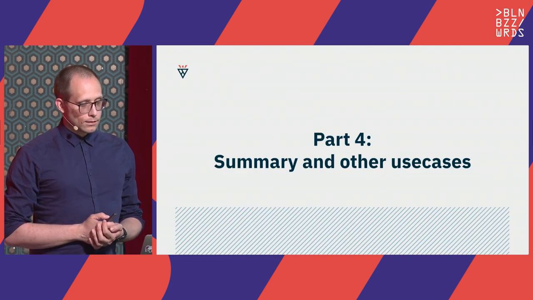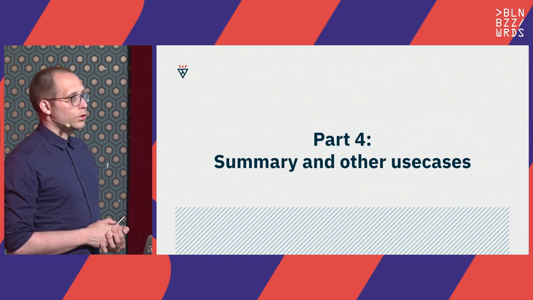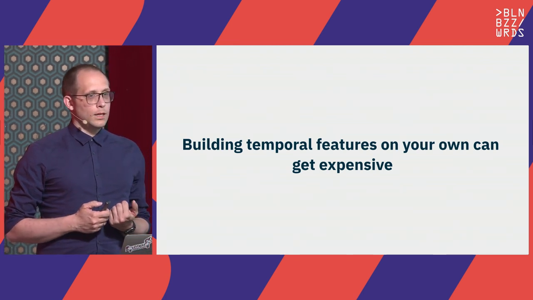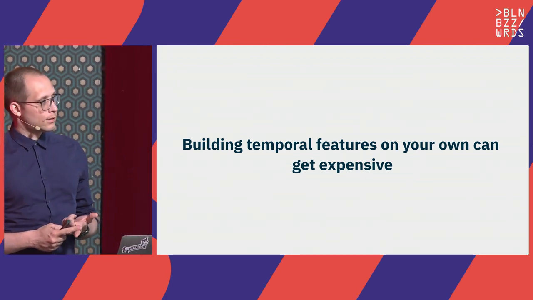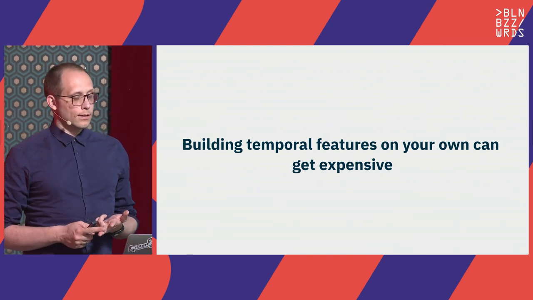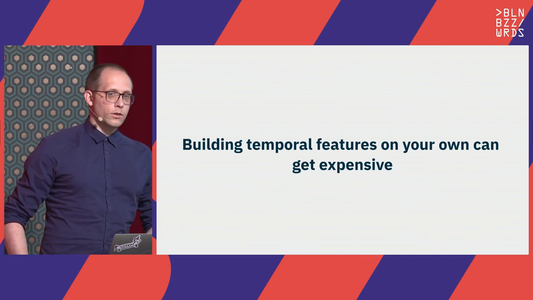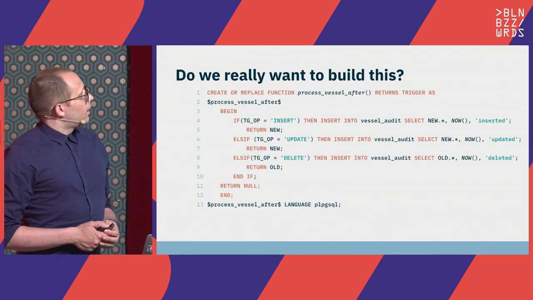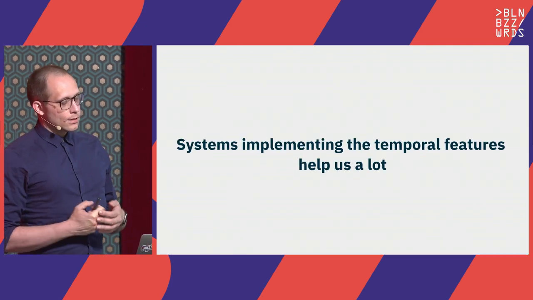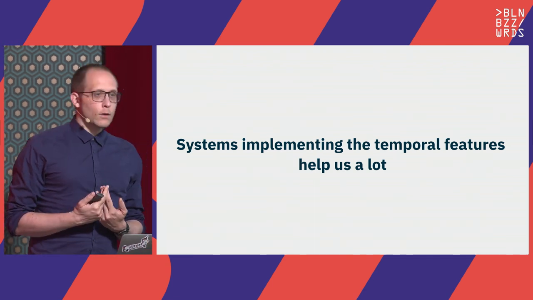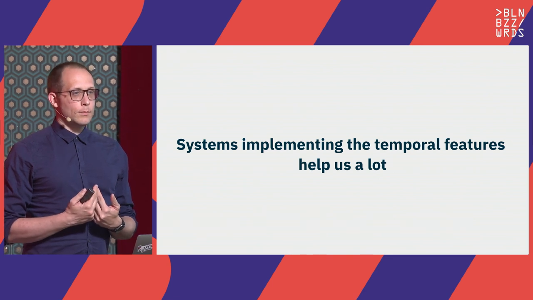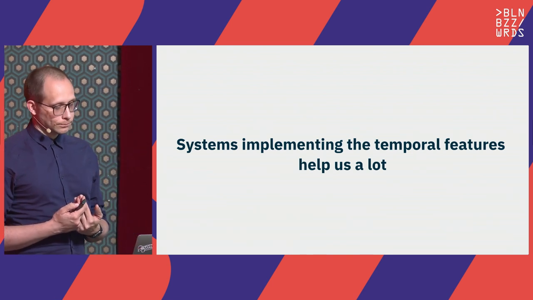So, a short summary and a short list of use cases. Building temporal features on your own can get expensive, meaning developer time and time you need to maintain this. Also, if you build it on your own and the database is not optimized, you might create very slow queries and just drag a ball on your leg for the rest of your project. I'm not sure if we really want to build and maintain this. So the systems implementing the temporal features help us a lot. And I would recommend, if you have those features in your application, you should take a look at the database systems that support this out of the box.